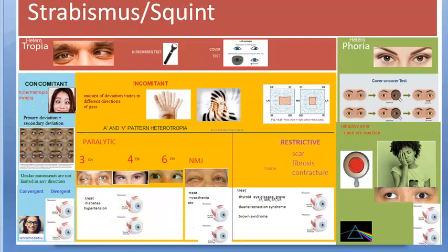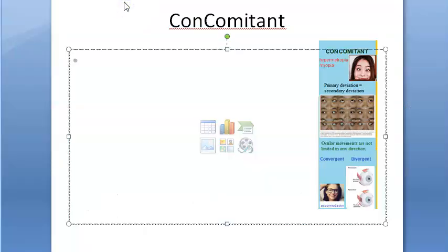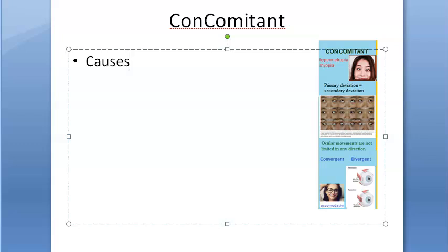Let us look at this concomitant squint in detail. Causes, they are saying. Our binocular vision and the coordination of ocular eye movements develop only around 3 to 6 months, and the entire thing is complete only by 5 to 6 years. For some reason, this binocular movement didn't develop. Why? Because of refractive errors. Refractive errors, prolonged use of incorrect spectacles. Refractive errors, you can remember, hypermetropia, myopia, prolonged use of incorrect spectacles.